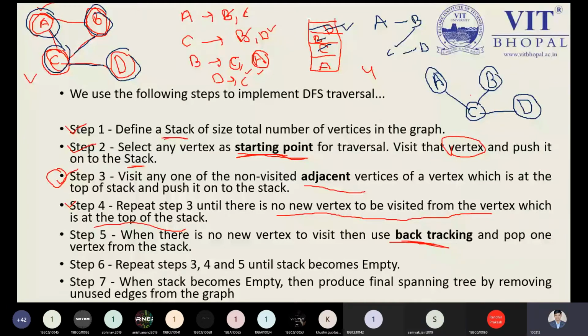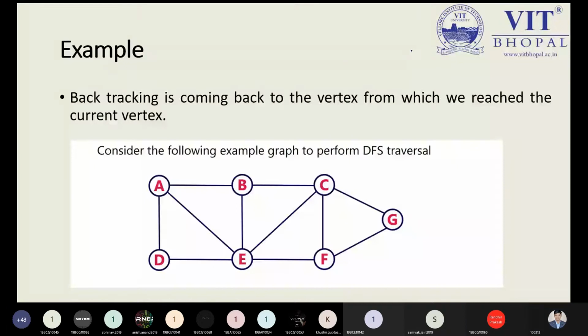Yes, sir. Okay. Now we have our example, that is this graph that is followed by the DFS. So in this graph, you need to perform all the operations to find your DFS. Now backtracking is what? As I told you, backtracking means coming back to the vertex from which we reached the current vertex. So we are understanding this example step by step. And if you have any problem, let me know.